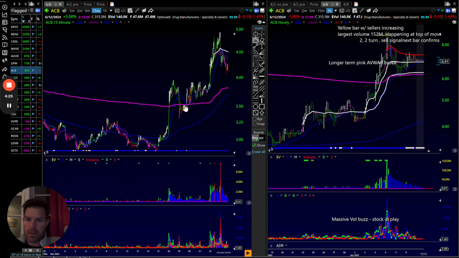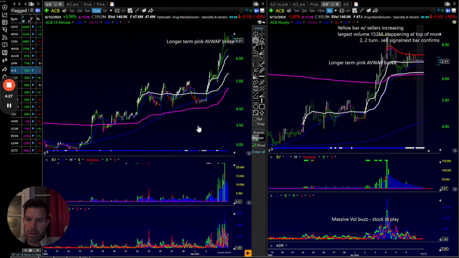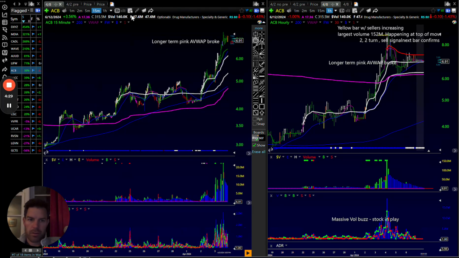But let's look at that on the 15-minute chart. So it's holding that pink line, actually hourly. That's where the hourly comes into play. So you can see the pink volume AVWAP is up higher. So it basically is pausing and it takes that out.